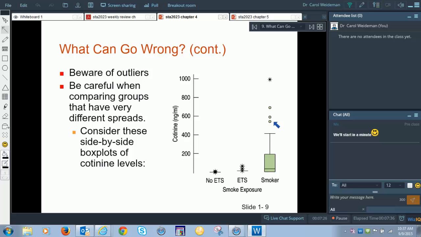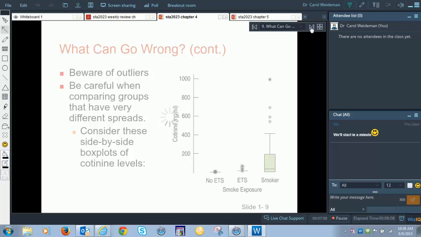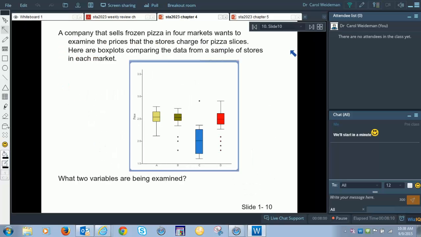So what can go wrong when you're using this approach? Let's take a look at this graph here. You have to be really careful if you're comparing groups that have a whole lot of different spread. If you notice here, these are the cotinine levels; this is, I think, no secondhand smoke, this is with secondhand smoke, and this is an actual smoker. And if you notice for this group here, there's really very little variation when it's compared on the same scale as the smokers here, where there's a lot of variation. So this might not be a very helpful display. You could probably display these two side by side, but this one is really overwhelming the other two groups.